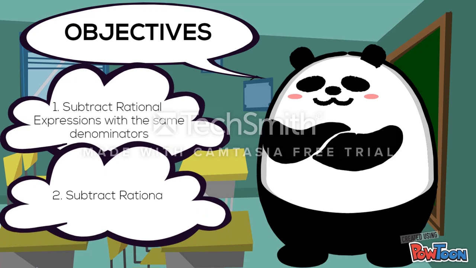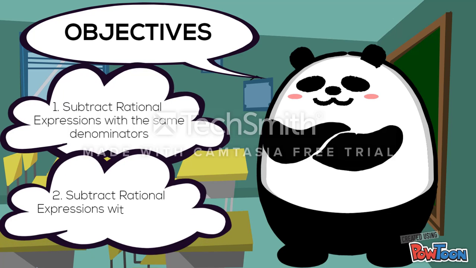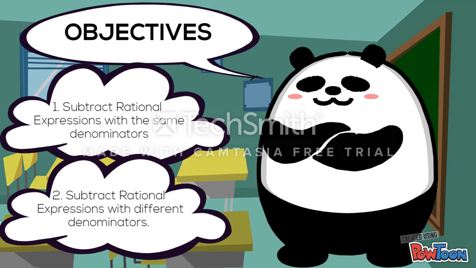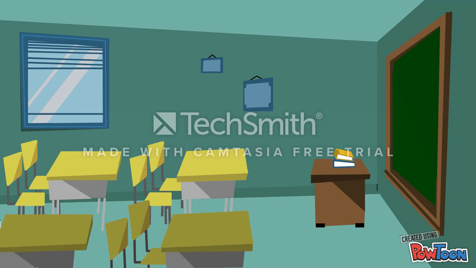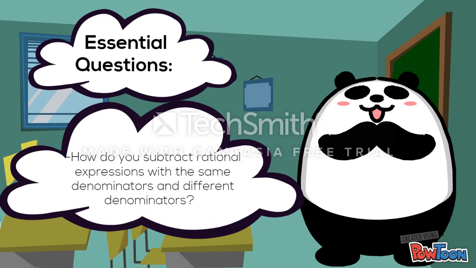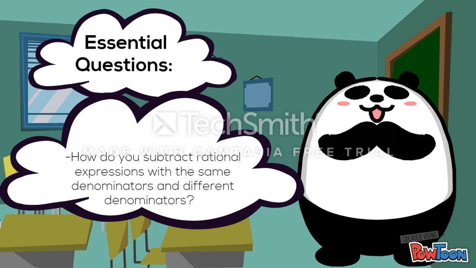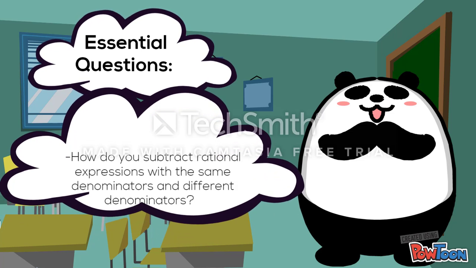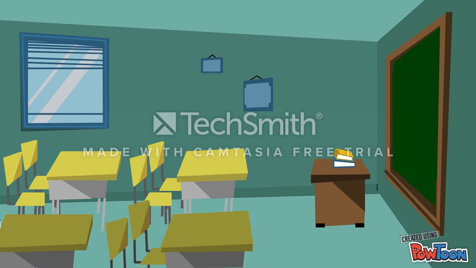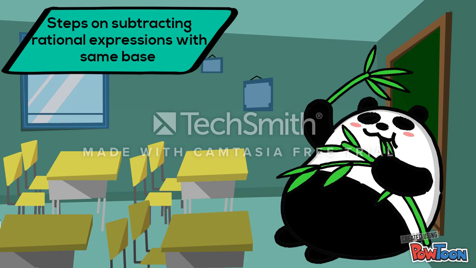Number 1. Subtract rational expressions with the same denominator. Number 2. Subtract rational expressions with different denominators. Our essential question is, how do you subtract rational expressions with the same denominators and different denominators? With that said, let's start with subtracting rational expressions that have the same denominators.